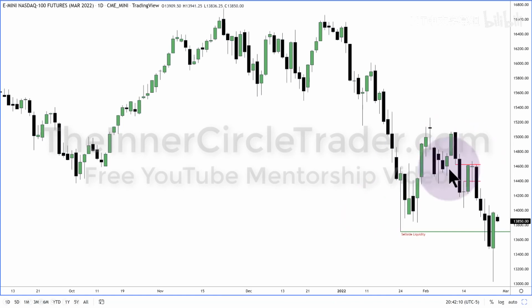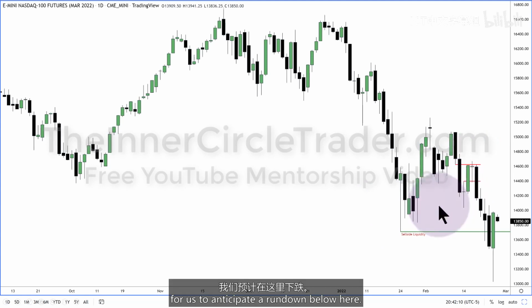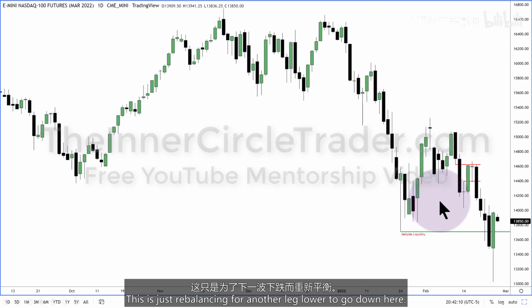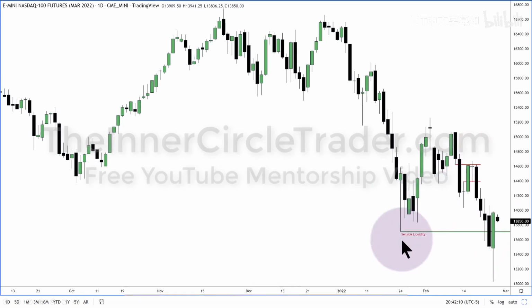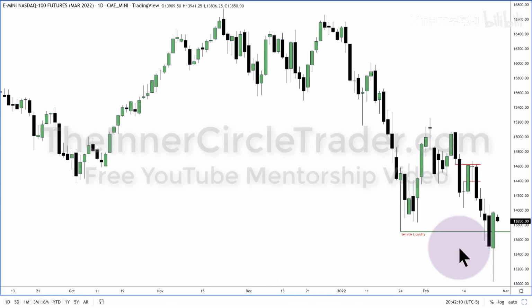We were up here. We rebalanced. I said all of this here is just normal for us to anticipate a run down below here. This is just rebalancing for another leg lower to go down here. So we have had that in price. It's delivered, but now we're back above that low. So what does that mean for us? Well, on the daily chart, it's been bearish, but we're back above this old low.